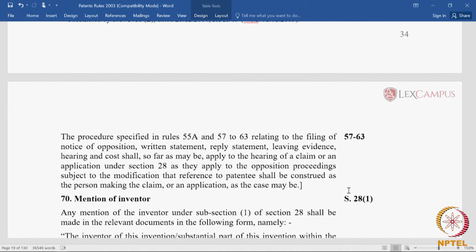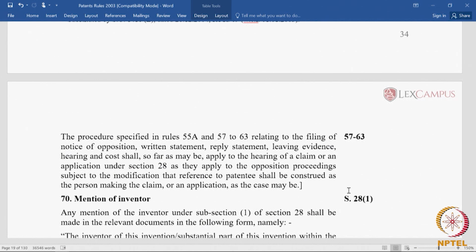So, you just saw that filing of notice of opposition, written statement, reply statement, leading evidence, hearing, cost, all these things will be governed by those rules, but with small changes, because there is no notice of opposition here. Here it is a form 8. In that case it is form 7 that is forwarded along with the statement. Here form 8 is forwarded along with the statement. So, those changes. Now, normally there is a hearing in a post grant opposition.